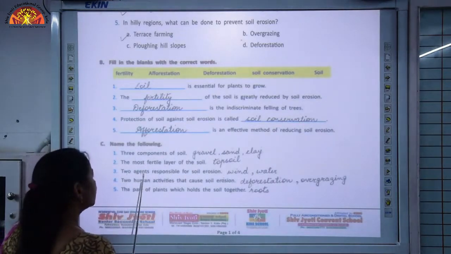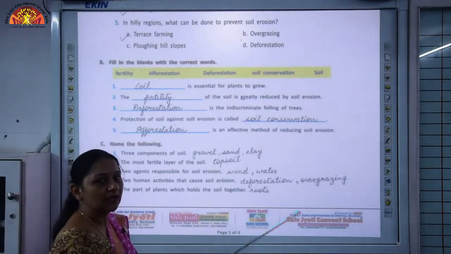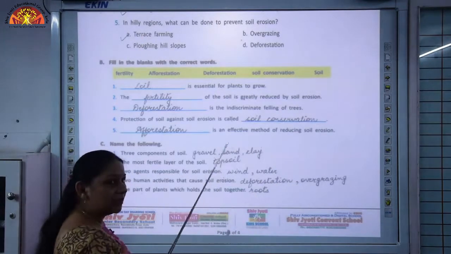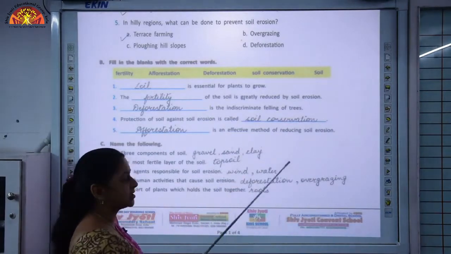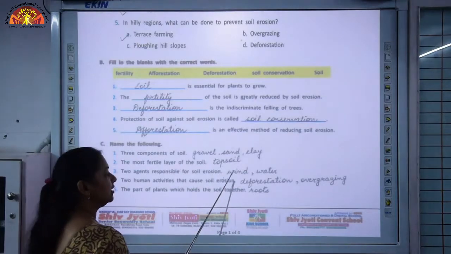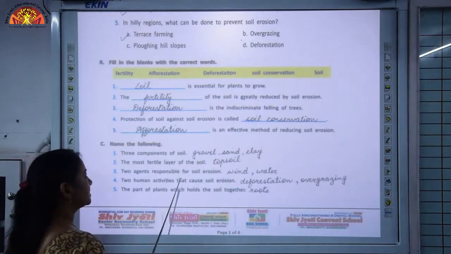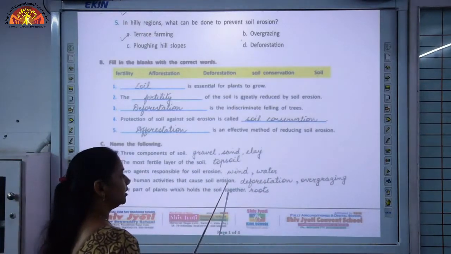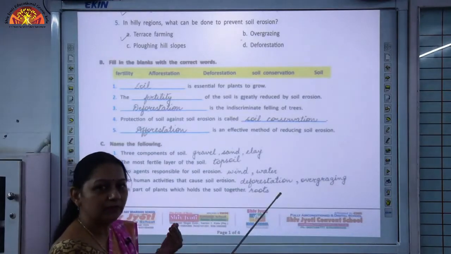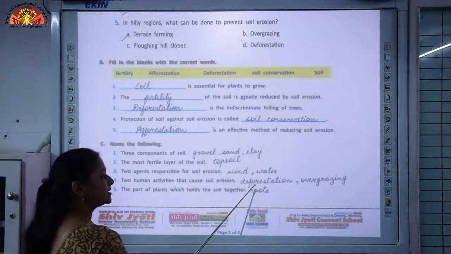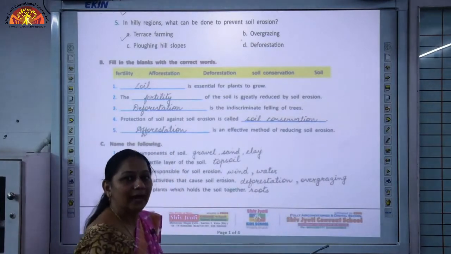Third one, 2 agents responsible for soil erosion. Soil can be eroded away by flowing water and strong winds. So the agents for soil erosion are wind and water. Fourth one, 2 human activities that cause soil erosion. Soil erosion for which we humans are responsible: deforestation, cutting down of trees, and overgrazing by the cattle.